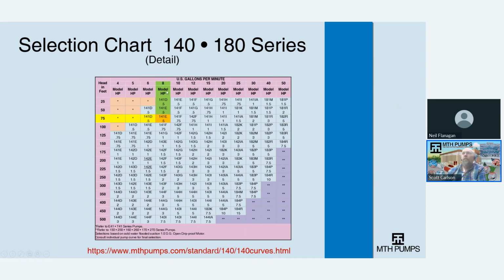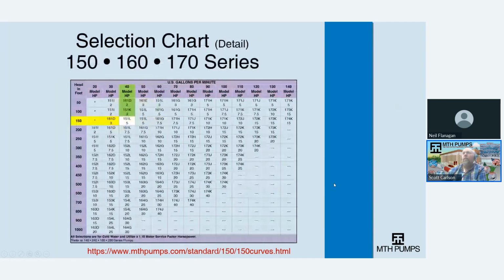In this one, if you need 75 feet of head at 8 gallons a minute, 141E is the selection you would make. And then on the website, when you click on this, you would get to see the individual curve. Here's for the 150, 160, 170, which are much larger versions. In this case, we want 150 feet of head, but we want it at 40 gallons a minute, and we end up with a 151L with a 5 horsepower motor.